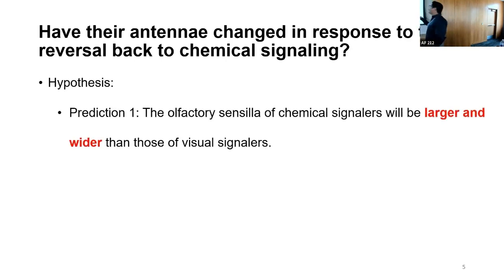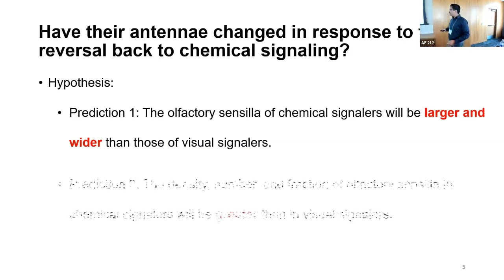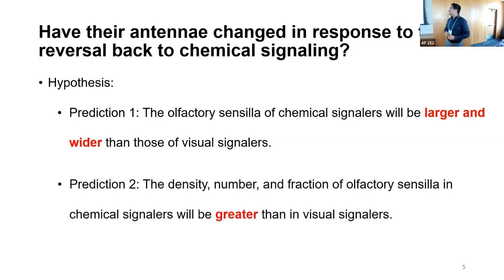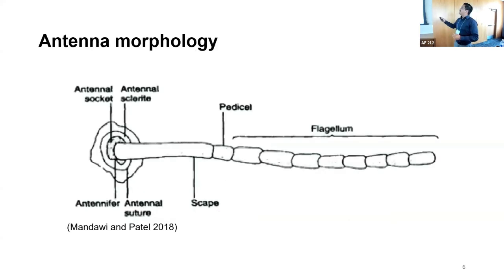The first prediction that we made in our study was that the olfactory sensilla of chemical signalers will be larger and wider than those of visual signalers. And the second prediction was that the density, number, and fraction of olfactory sensilla in chemical signalers will be greater than in visual signalers.